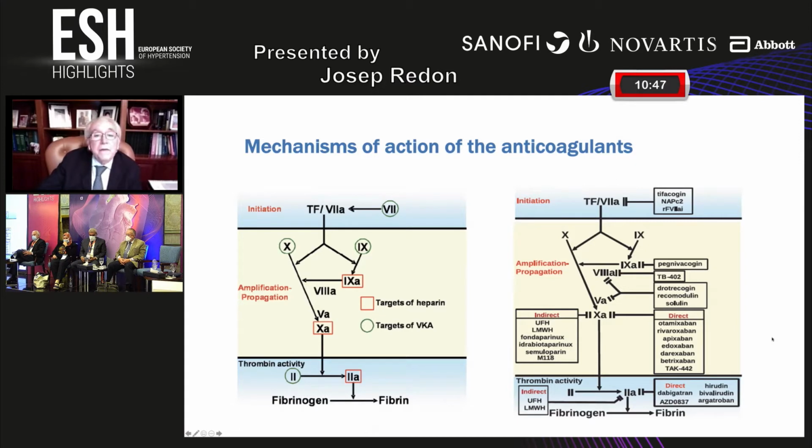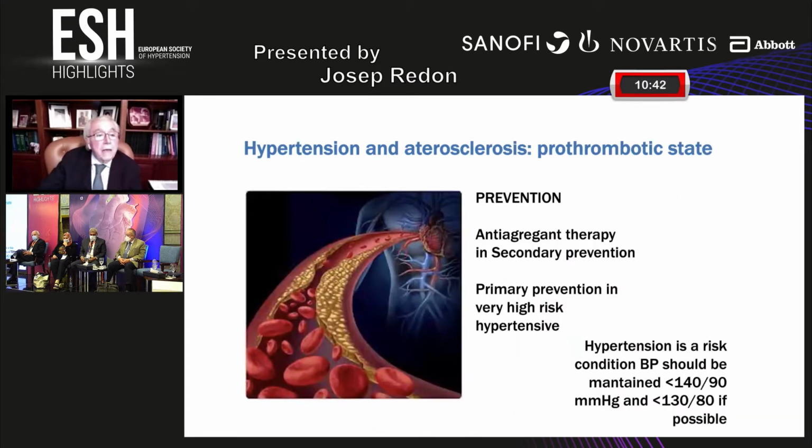But of course, we have several clinical conditions that we need to consider. If we have a hypertensive patient with atherosclerosis, which is a prothrombotic state, you need to do prevention, and antiplatelet therapy is recommended in secondary prevention, and in primary prevention only in those with very high risk. And then the blood pressure to be maintained is more or less the same.